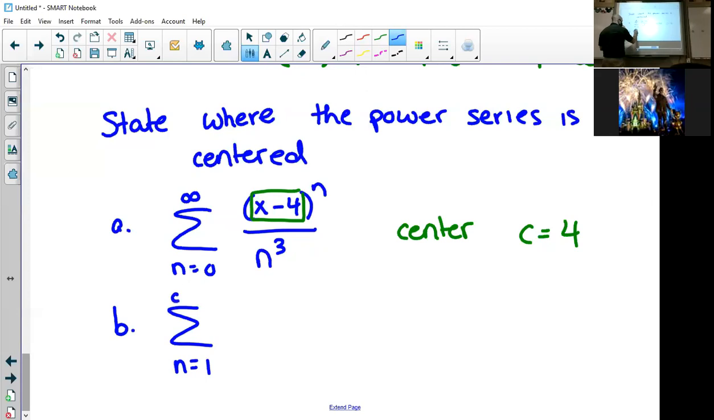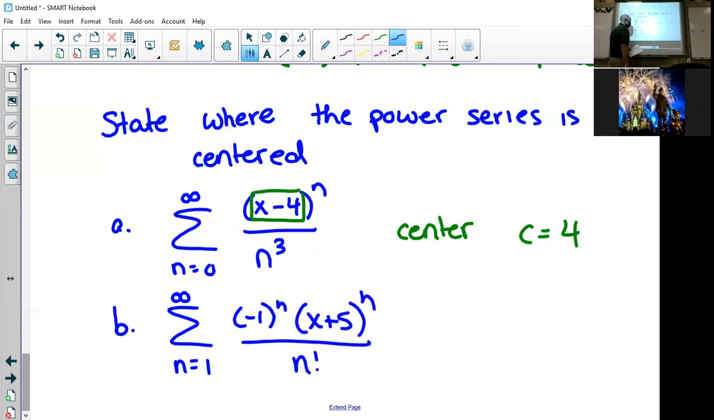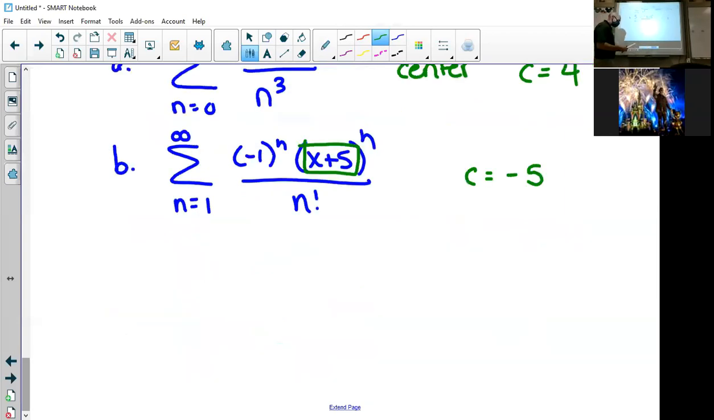All right, another one. And we have the series -1 to the n, x plus 5 to the nth power over n factorial. Again, all the extra stuff, not important. The only thing we're really looking at here is what's with the x raised to the nth power. And so we have x plus 5. Well, the center in this case is going to be c equals -5. Again, just like a transformation, a horizontal transformation left would be that. All right, so that's finding the center. The center is again going to be important for when we need to figure out where the radius is and how big the radius is.